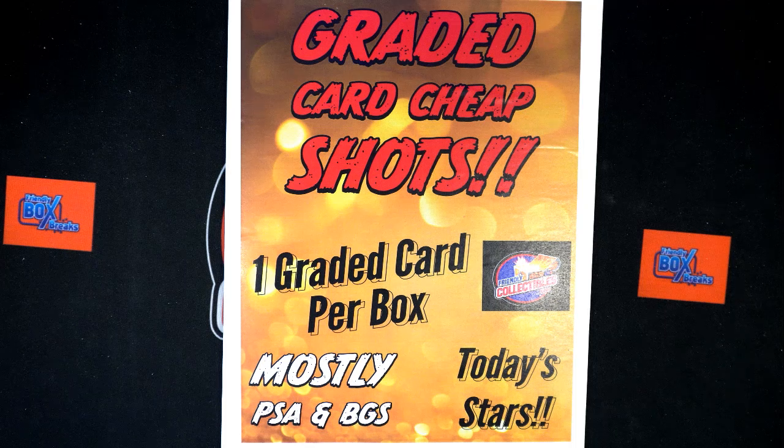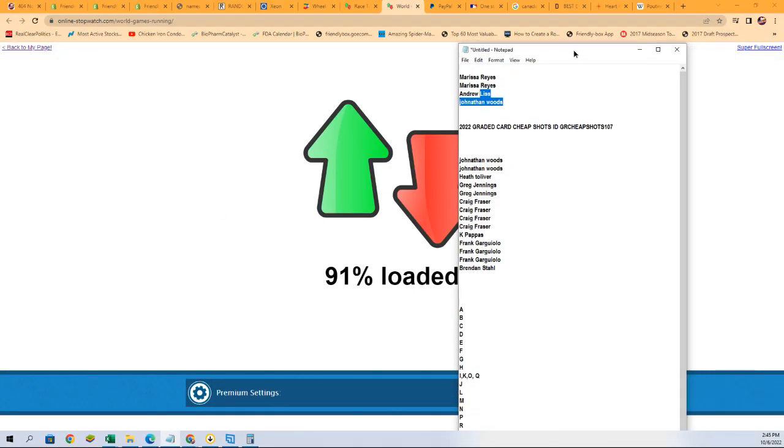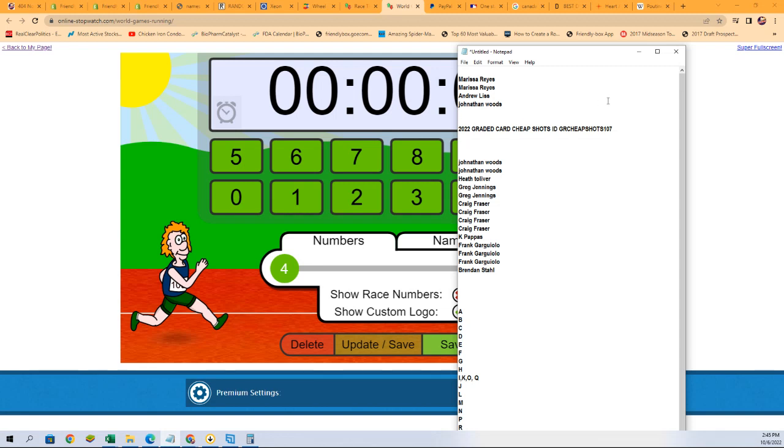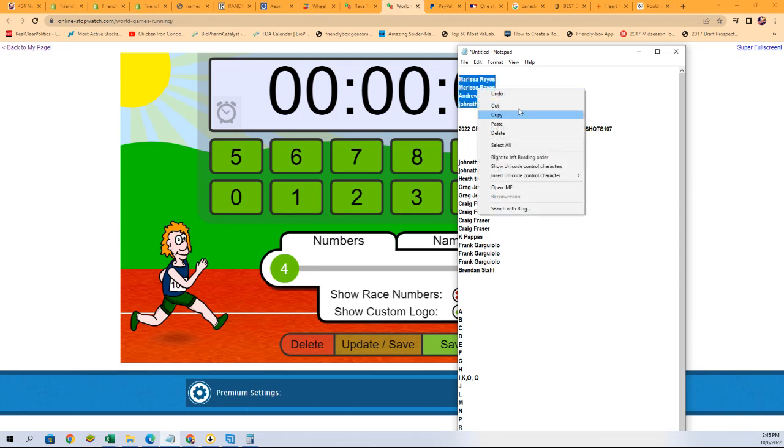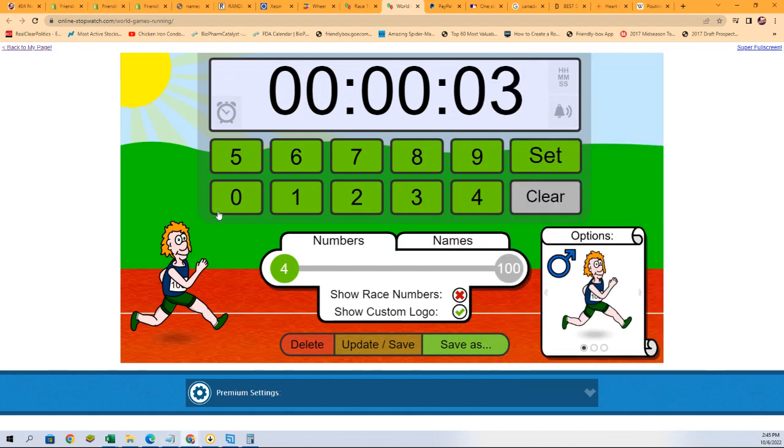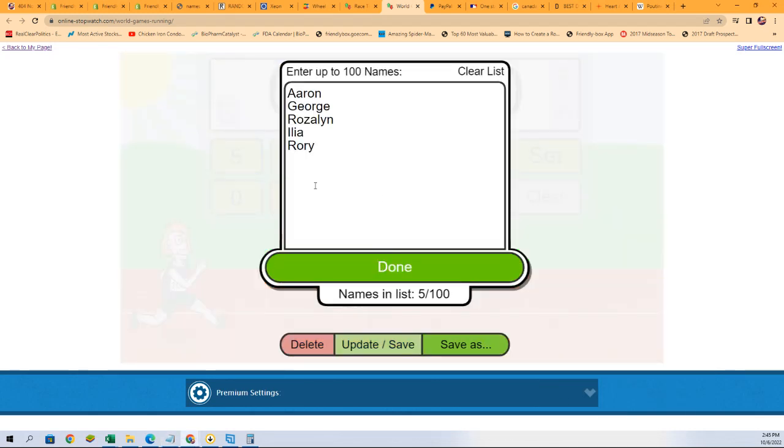Graded card, cheap shots. Good luck. A little bit of race action. Winner take all, five spots on the line.